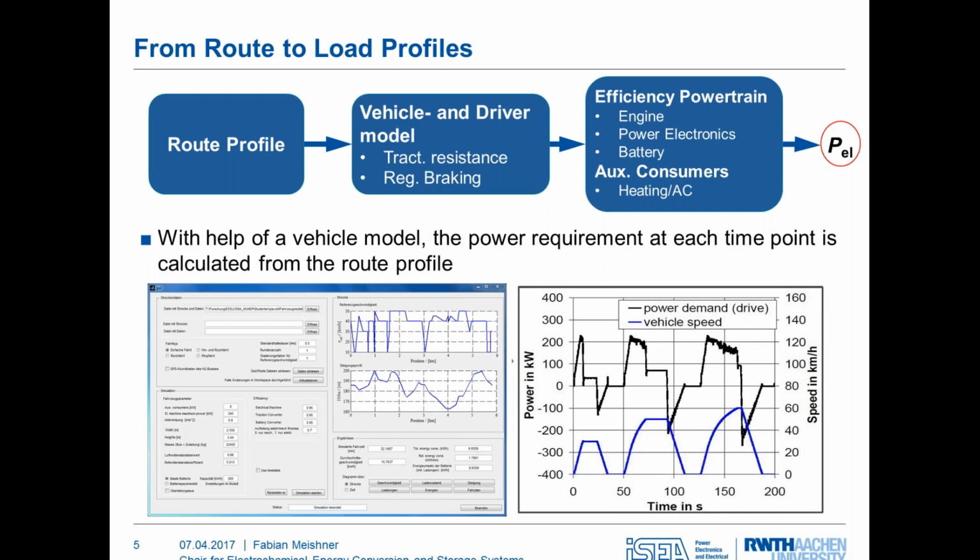And you can see it on the bottom right picture, we then get a profile of the power. This is the black one, derived from the profile of the vehicle speed, which is the blue one, so that we really know for each time step what is the power required in the vehicle.